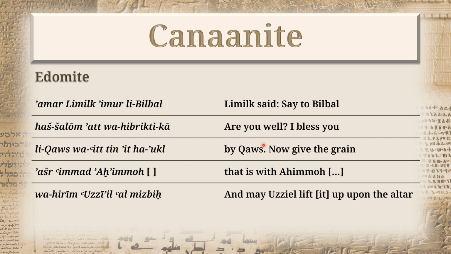And then wa'it, now. Tin is the imperative of Natan. So now give it ha'ukl, the grain. Ashr, that, so or which. Imad probably means with, so like Yaim in Hebrew. And in Hebrew, I think, at least in biblical Hebrew, for with me, you sometimes say Imadi. So yeah, there we have this augmented form of the preposition, maybe the original form with a dalet at the end. Imad, and then ach imo is a proper name. Wahirim Uzzi'il, and may Uzzi'il lift it al mizbeh, upon the altar.